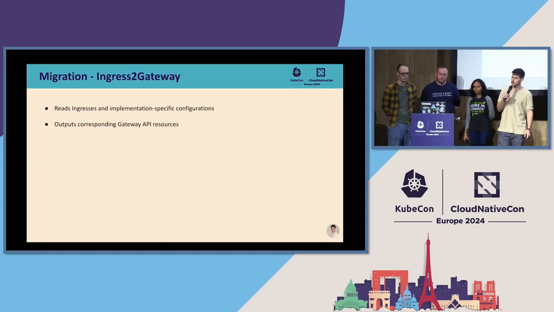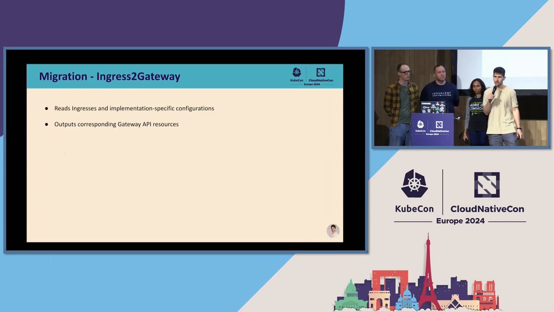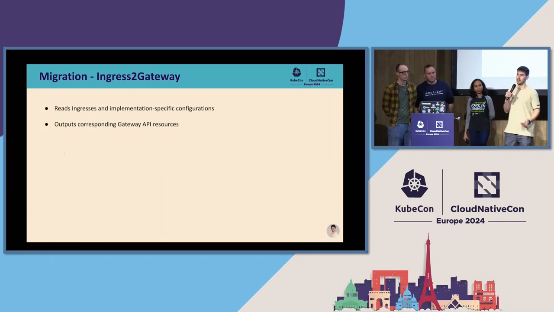So on the migration side, we have ingress2gateway. Ingress2gateway is essentially your entry point to kick off the migration process. It's a simple CLI tool to read Ingress and implementation-specific configuration from a cluster or file and output corresponding Gateway API resources. And just a note about the name: it's called ingress2gateway, but it doesn't necessarily mean Ingress API only. It basically means ingress configuration, so it also supports CRDs and custom resources.